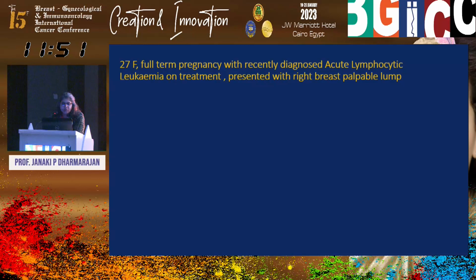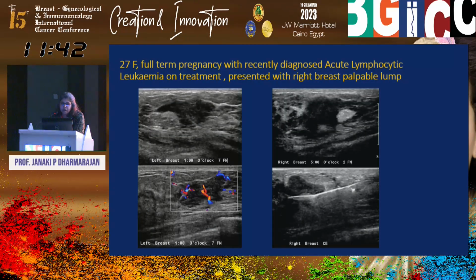Another 27-year-old lady who was full-term pregnant and was recently diagnosed with acute lymphocytic leukemia. She was on treatment, and she presented with a right breast lump. We found she had lesions not only on the right but also on the left side. We proceeded with biopsy, and this turned out to be ALL deposits in the breast. Unfortunately, it has a very bad prognosis, and this patient could not live long after the diagnosis.